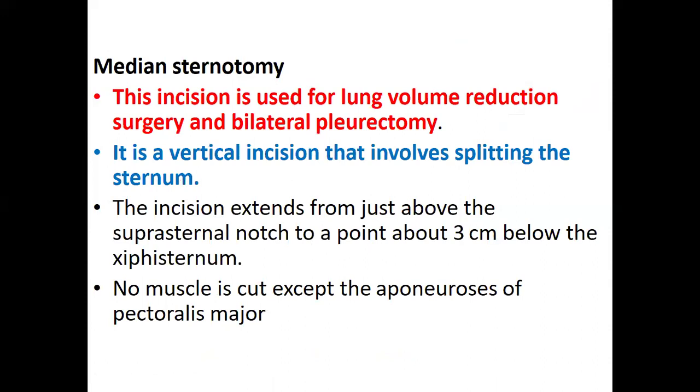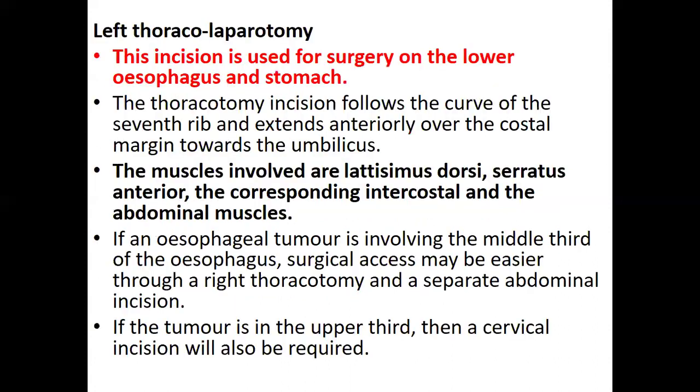All of these are performed to achieve different ends or to treat different conditions. This incision, median sternotomy, is used for lung volume reduction surgery and bilateral pleurectomy. It is a vertical incision that involves the splitting of the sternum, just as we have seen. So you get to understand that each different condition will call for different thoracic incisions with different post-surgery interventions that are required by a physiotherapist.